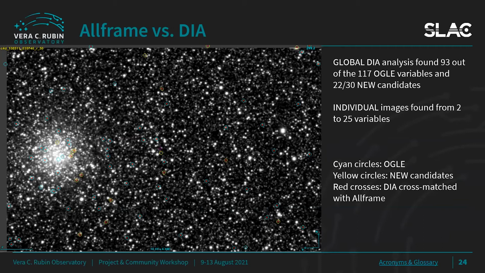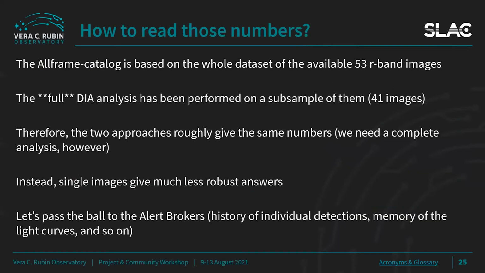But when we compare individual images, we found only a minimum number of 2 to a maximum of 25, 30 variables in the individual image. Here in the image, you see the OGLE variables depicted with the cyan circles. Yellow circles are the new candidates, and red crosses are the DIA variables cross-matched with our All-Frame catalog. How can we read those numbers?